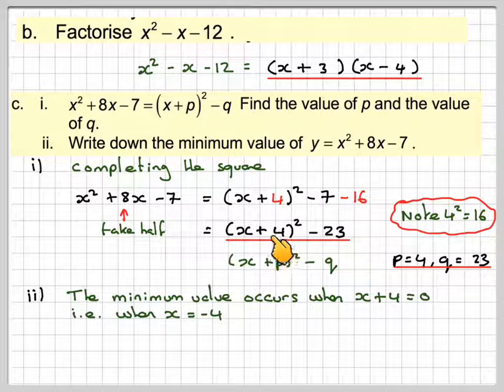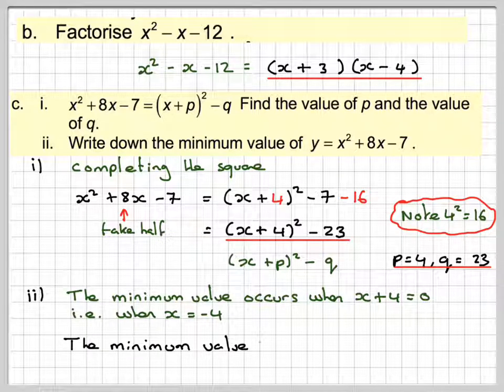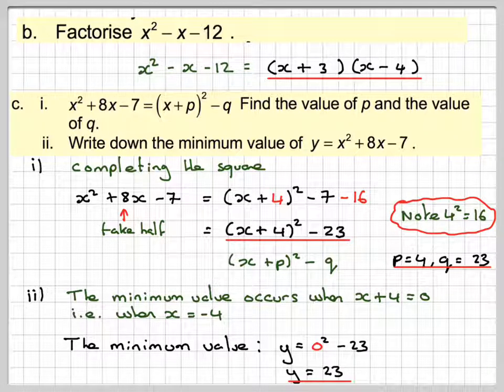Alright, as the minimum that this can be is 0, the minimum the function can be is minus 23. Therefore the minimum value of y will be 0 squared minus 23, and therefore y is equal to minus 23 is the minimum value of the function.